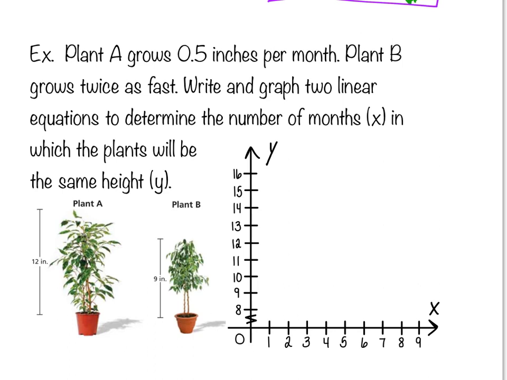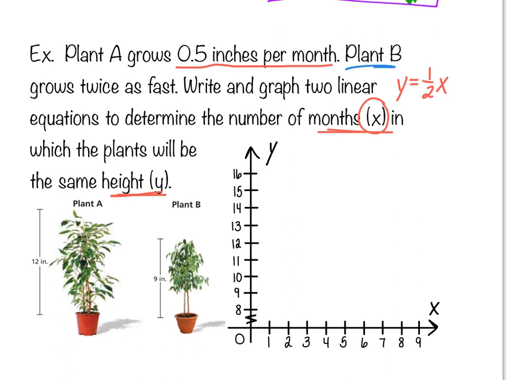It says plant A grows 0.5 inches per month. Plant B grows twice as fast. Write and graph two linear equations to determine the number of months x, so x is the months, in which the plants will be the same height, y. Okay, so I need to write two equations. So for plant A, it says it grows 0.5 inches per month. Well, that's x, right? So y, the height of plant A, is going to be 0.5 or 1/2 inch per month, 1/2 x.